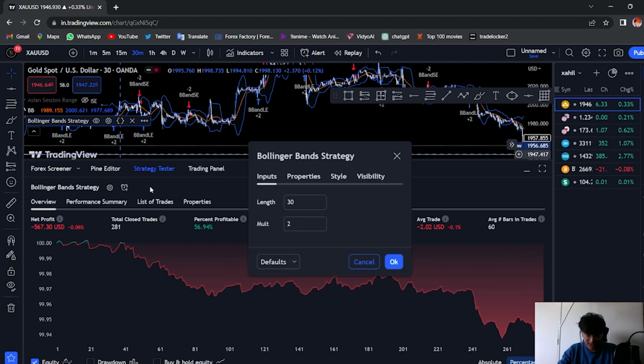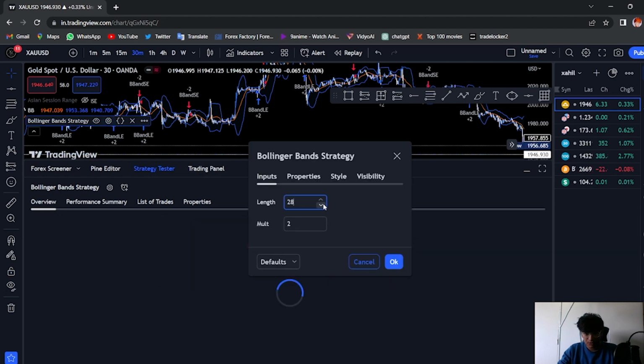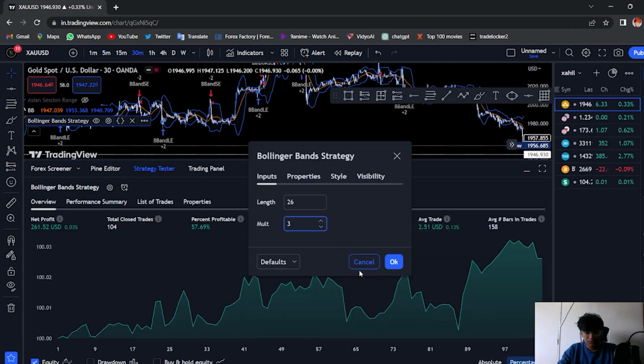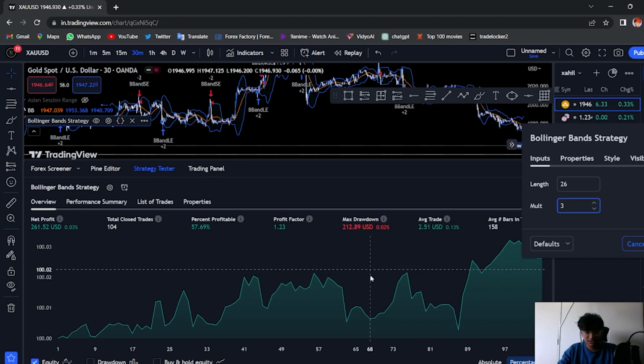So we'll go to settings again. We're going to try 26, or maybe we'll go to 3 here. Yeah, so this is a strategy you can use for a 30-minute time frame. Use a 26 length and 3 deviation or something like that, and you can see the maximum drawdown was this much, and the current net profit is that much. The total trades it has taken is 104.